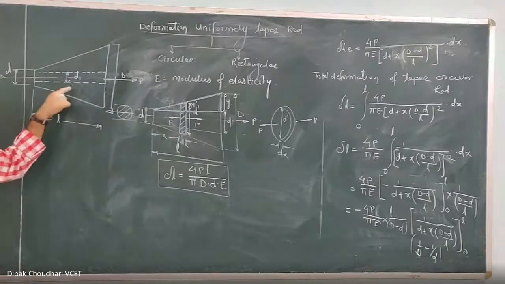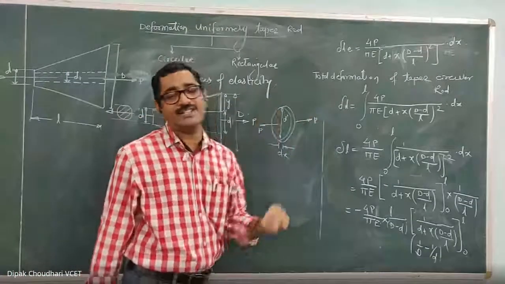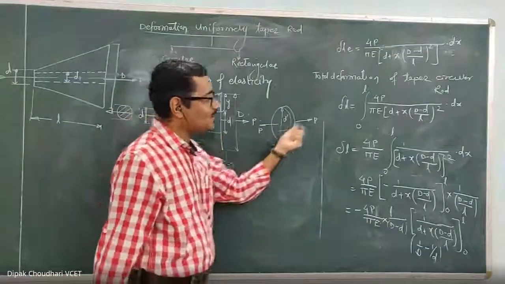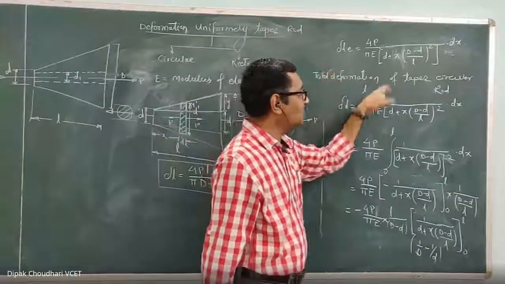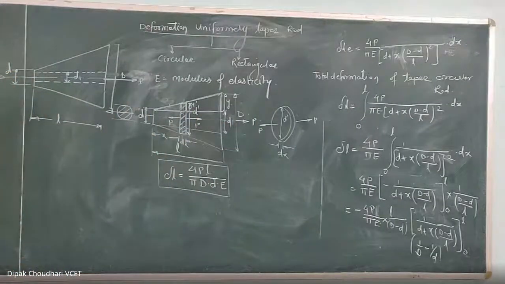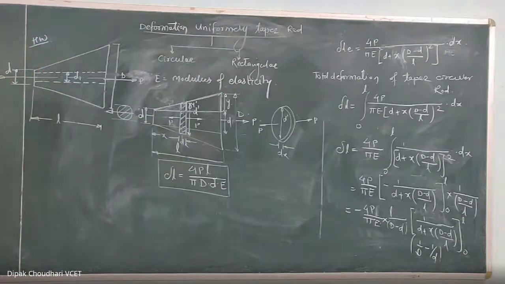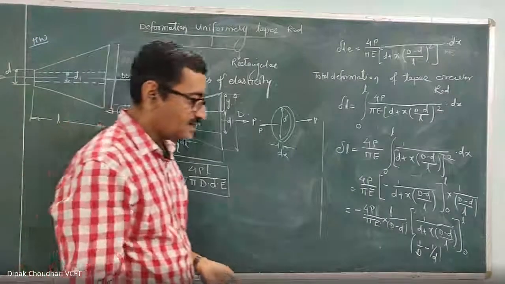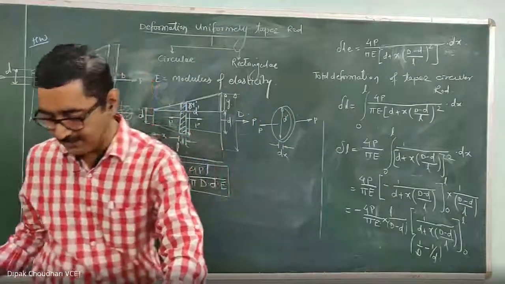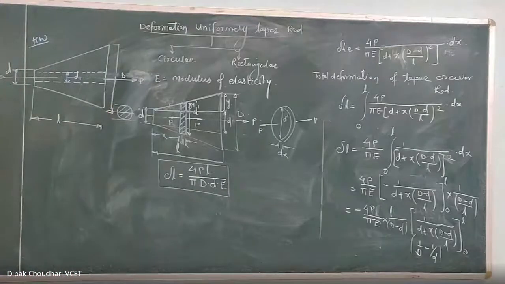So this is for homework. Here you use the same procedure. Consider one elemental strip, calculate its diameter, then calculate its area, then find out the deformation of that elemental strip, and to calculate the total deformation, integrate it. Just try this sum. Whenever I ask you, at that time you have to submit it on the Google Classroom as an assignment. Okay, so this is homework.